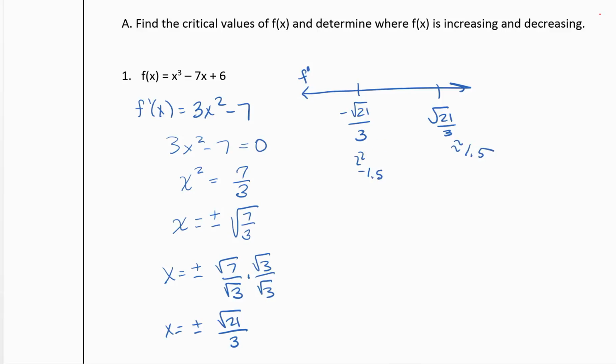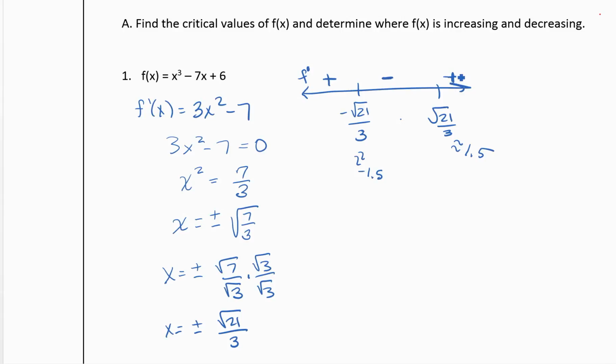Okay, so I want to pick a number less than negative 1.5, so I could pick negative 2 and plug it in here. So we would have 3 times 4, which is 12, minus 7 is 5. And all I care about is that that's a positive number. Okay, between these two I can pick 0. If I plug in 0, I get negative 7, so that's negative. And if I pick something bigger than 1.5, say 2, again I'm going to get positive 5, so that'll be positive.